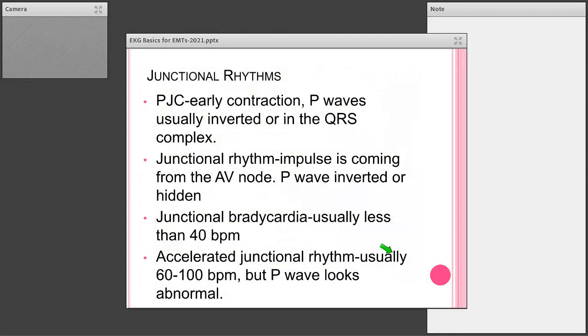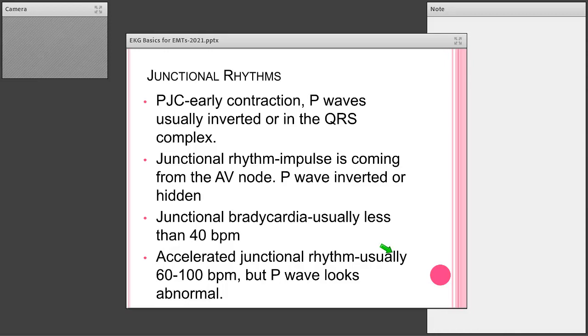Alrighty. Moving on to some junctional rhythms. These are coming from the AV node. The P wave or the atria are not causing the ventricles to contract. The AV node is causing the ventricles to contract. So a junctional rhythm is slower than normal, so about 40 to 60. And obviously junctional bradycardia, like it says, is less than 40.